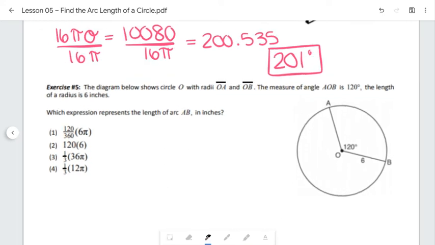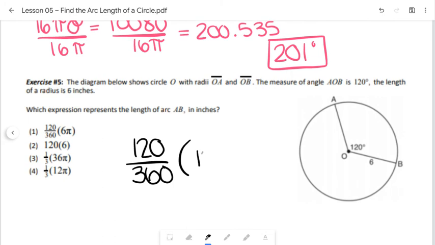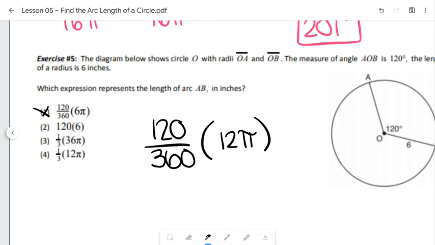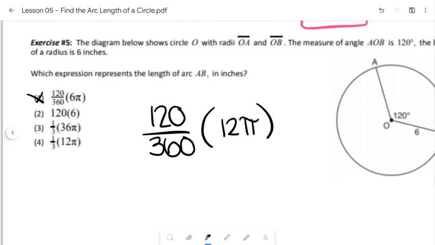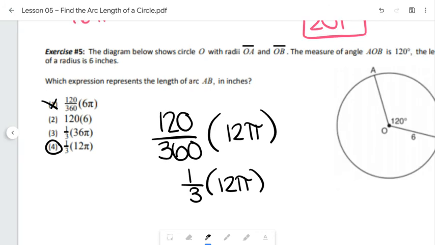So we're just going to set up our expression: 120 over 360 times the entire circumference, which would have been 12 pi. Now notice that's not an option. They give you the 6 pi to mess with you, but they simplify along the way here. So 120 out of 360 is 1/3. And now the only choice is 4, right? It's not going to be equal to 36 pi all of a sudden. We're not going to cancel out pi and play around with it, but choice 4.